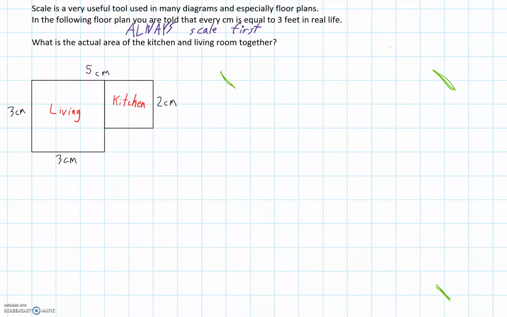So it says every 1 goes to 3, right? So it's a scale factor of 3. It's 1 to 3 is the comparison here. So everything here is multiplied by 3 to get our answer. So 5 times 3 is 15. 3 times 3 is 9. 2 times 3 is 6. Right, so this is all in feet.